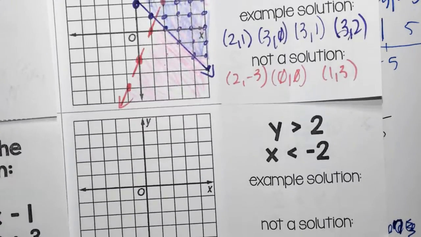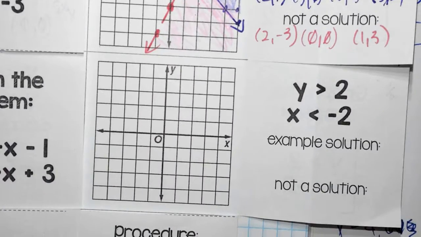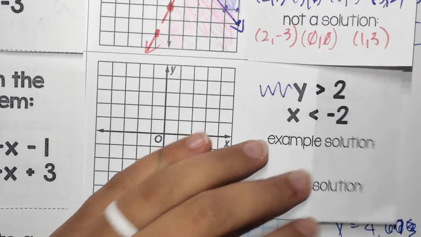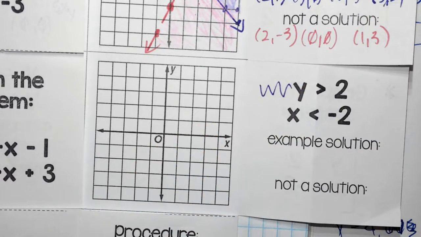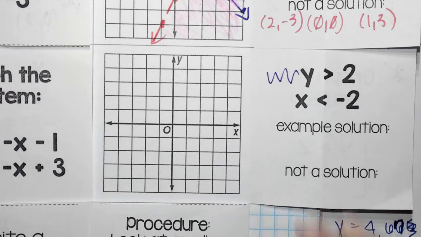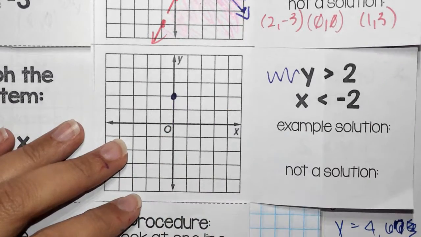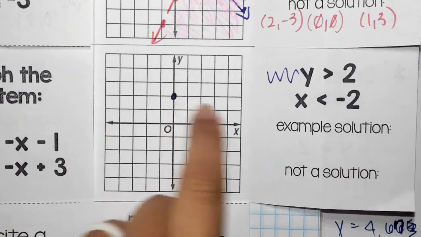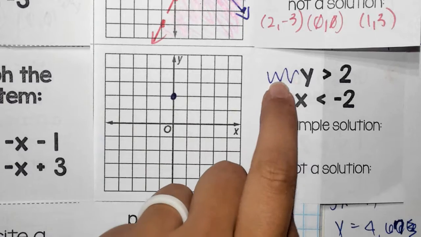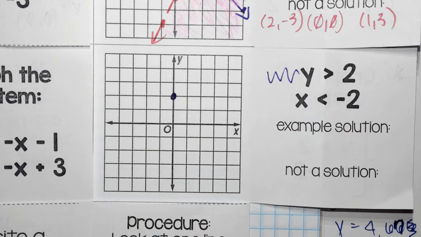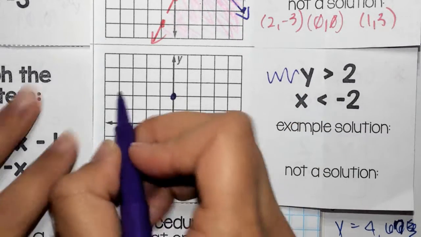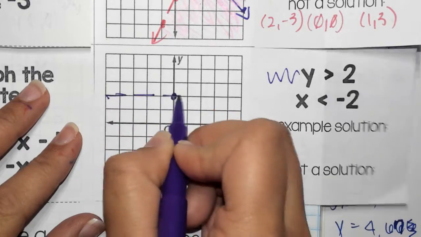Alright, next one. Y is greater than 2. So do we have any x's in this first equation or inequality? No. So that means it's going to go through the y-axis. You go up 2, put a dot. If it goes to the y-axis, that means it's horizontal. Are we going to have a solid or a dashed line? A dashed. So it should look like this.